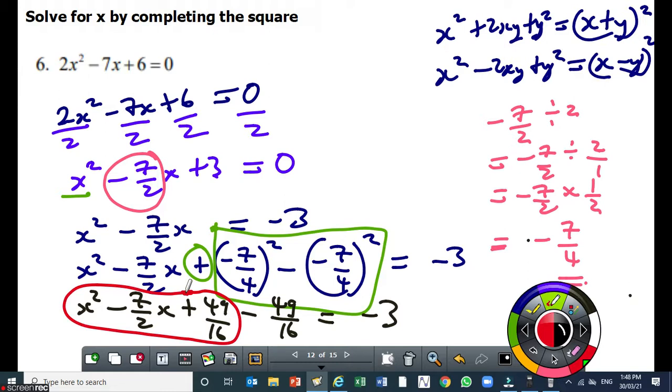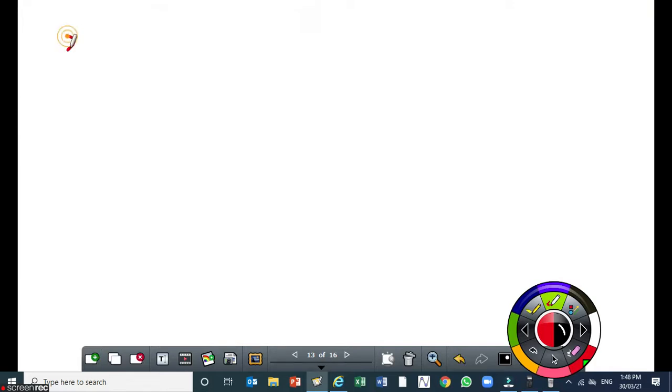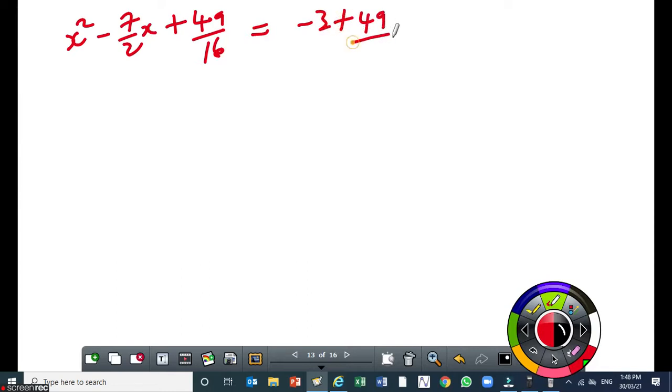right. If I do that, I'll get x squared minus 7 over 2x plus 49 over 16 is equal to minus 3 plus 49 over 16. You see that? You see what I just did? So then factorizing this should not be a problem.